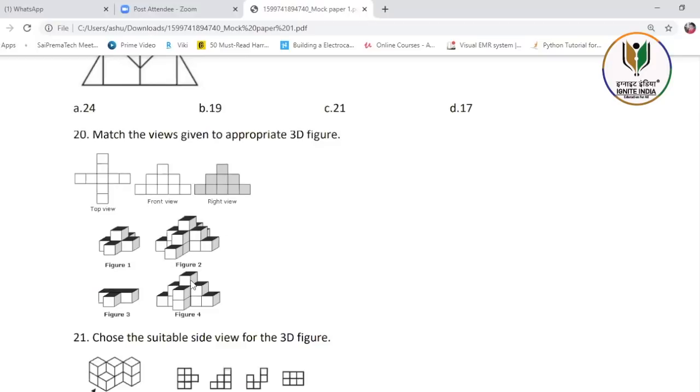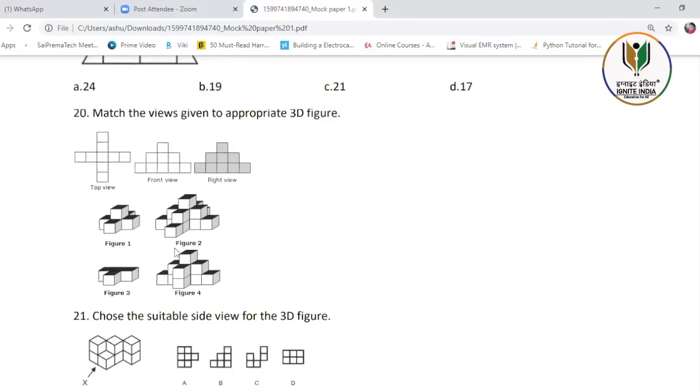Just check the fourth also for clarity's sake. Here there are 2 blocks which you can see from where you are, but the bottom one is not extended. Only then you can see this part if it was extended. So this is not the answer. Figure 2 is the answer. Okay.